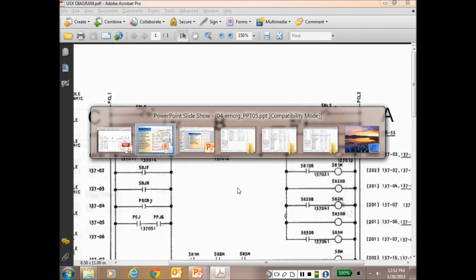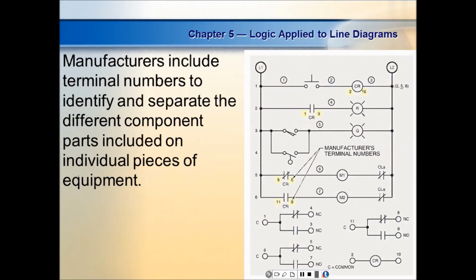Okay, the next thing is not going to be on our UL steel print, but this is what we're going to use. That's these guys right here. These are called manufacturer numbers. And basically, this shows us how to connect to different devices.